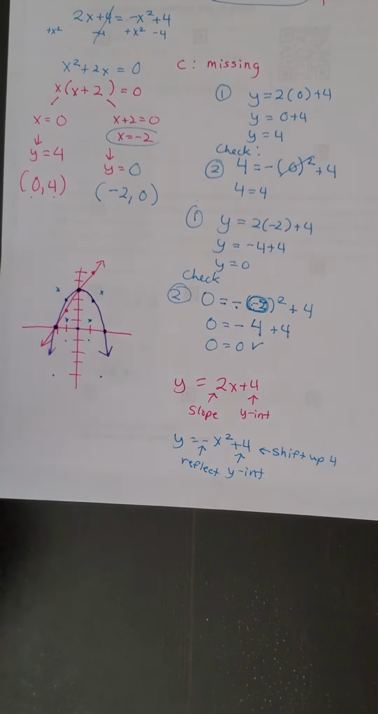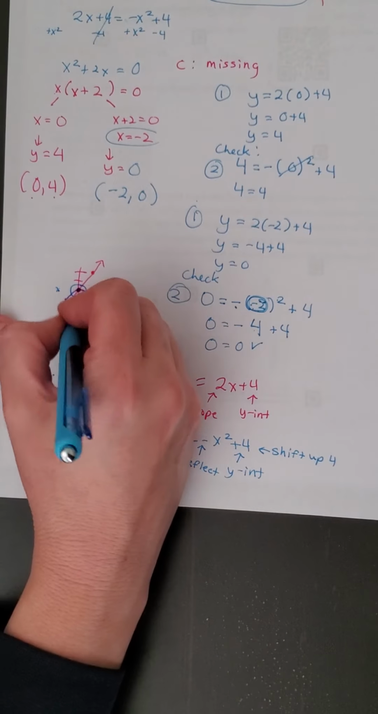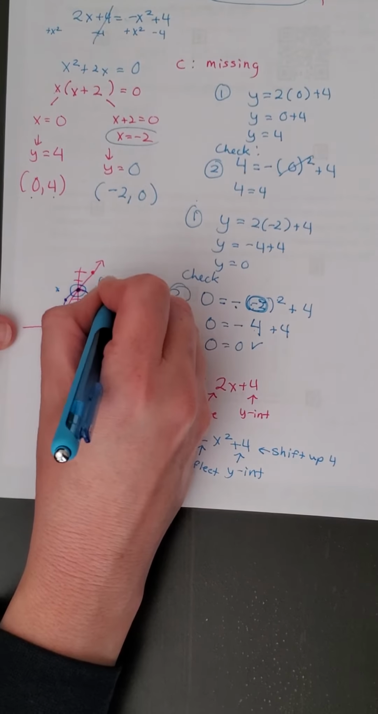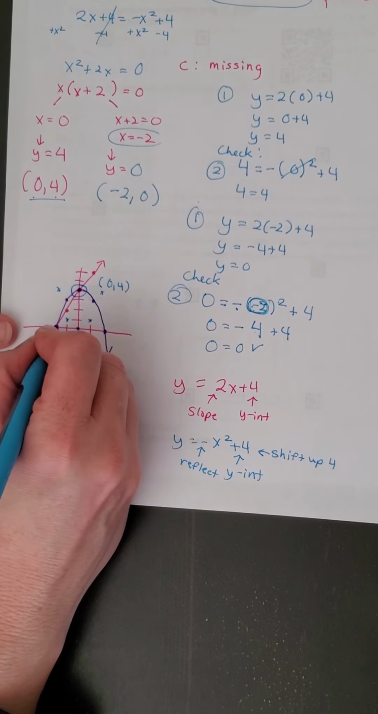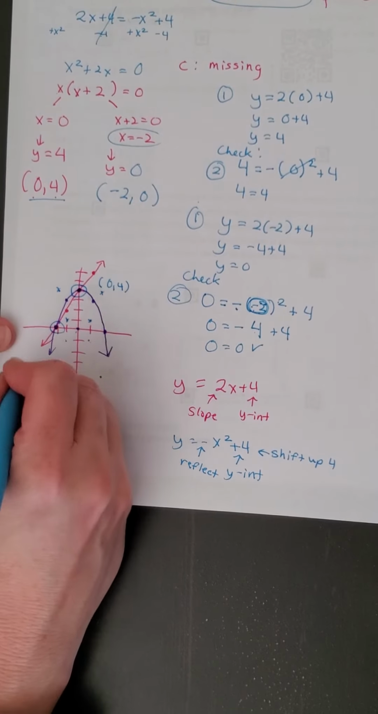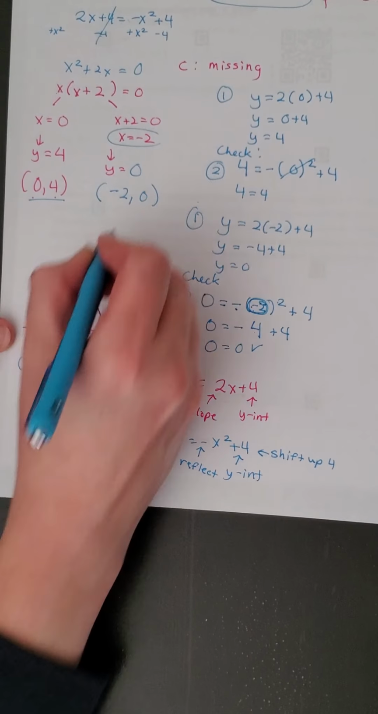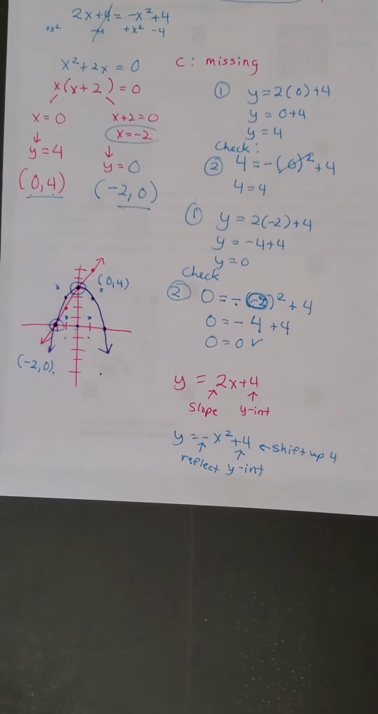Now to verify, they are crossing right here. That's at the point 0, 4. Boom, it's amazing. And the point negative 2, 0. Amazing. All right.